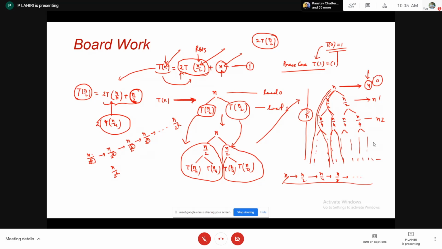First level 0, n by 2 to the power 0. Second level 1, n by 2 to the power 1. Third level 2, n by 2 square. Fourth level 3, n by 2 cube. In that way, you have to cover total h levels.